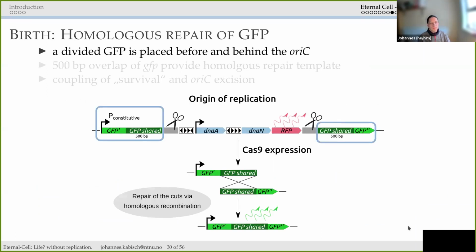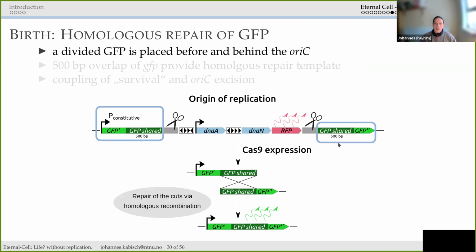So we built a genetic construct that looks like this. We put a GFP under a constitutive promoter, so it's always on. But this GFP is split into 2 halves, and they share a large homology region.